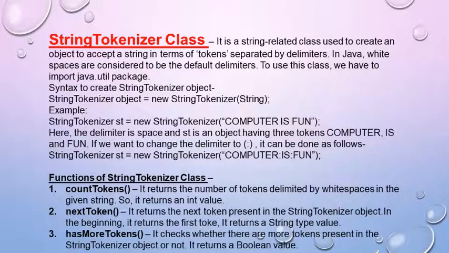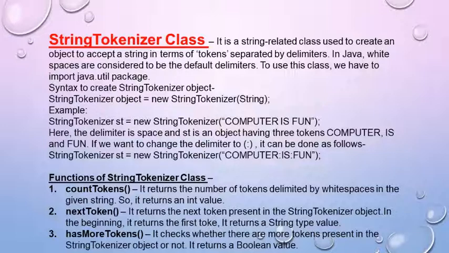The next class is the StringTokenizer class. It is a string-related class used to create an object to accept a string in terms of tokens separated by delimiters. In Java, white spaces are considered to be default delimiters. Hence, a delimiter is also said to be a token separator in the StringTokenizer object. Please remember that the StringTokenizer class is present in the java.util package. It is not in the IO package, it is in the util package. To use this class, we have to import the java.util package.